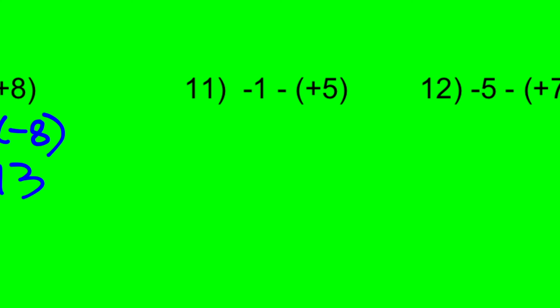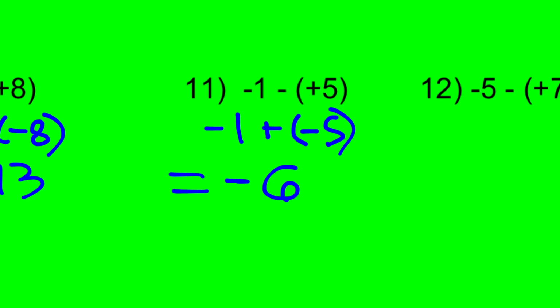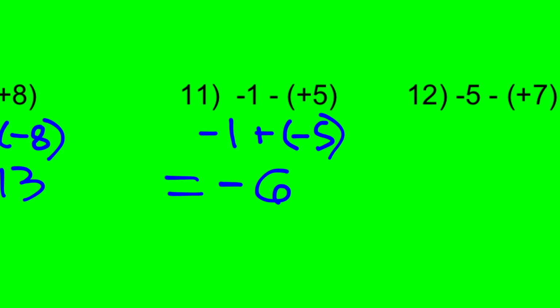And negative 1 take away positive 5. Whenever you're subtracting a positive, that's like adding a negative. So negative 1 plus negative 5. Now the signs are the same, so you add them, and they're both negative, so the answer is negative.